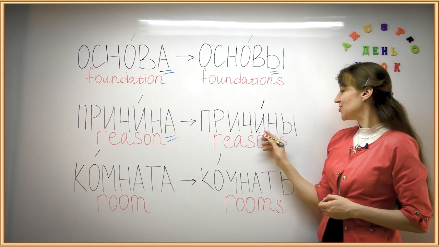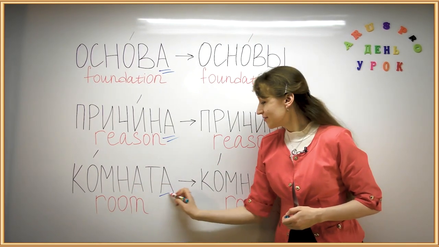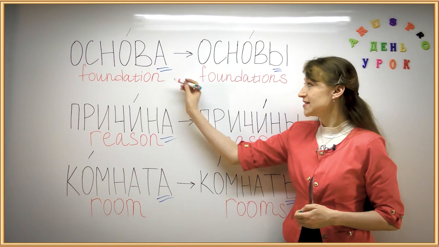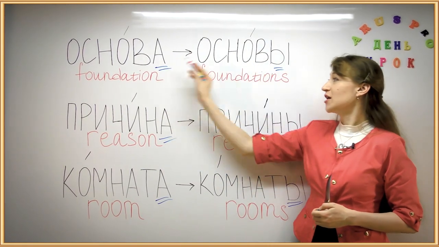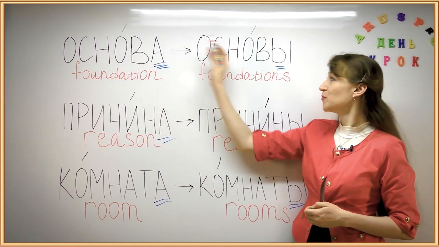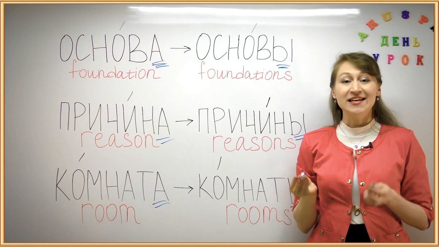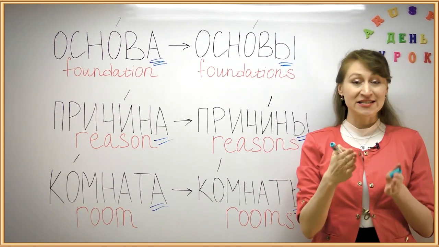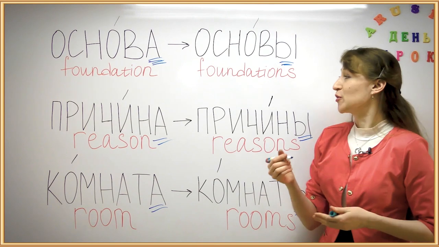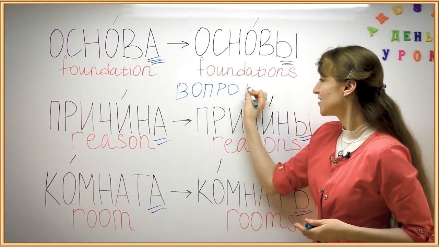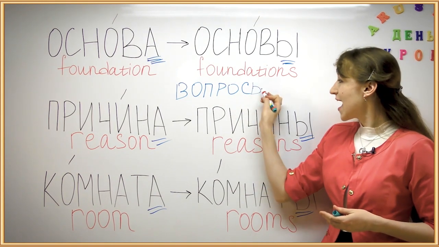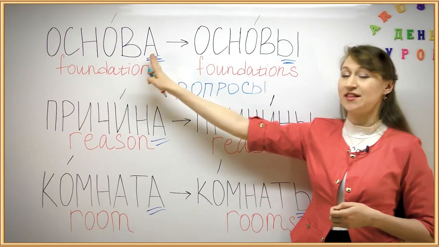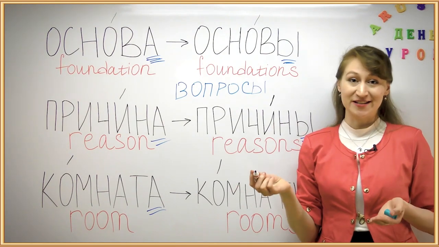Причина, причины. Комната, комнаты. Please notice that with feminine hard endings, we replace the vowel. So if we have а here in the singular form, we replace it with ы, unlike in masculine nouns. As you remember, in masculine nouns, we just attach ы to the stem. If you remember the word вопрос, right? Вопрос, the masculine noun, we just add ы here at the end. With feminine, we replace the last letter in the hard variant as well as in the soft variant.